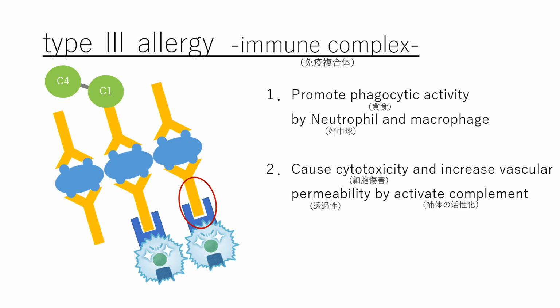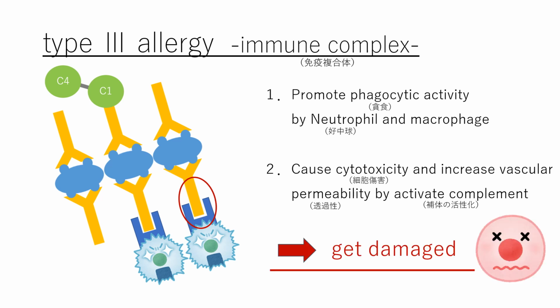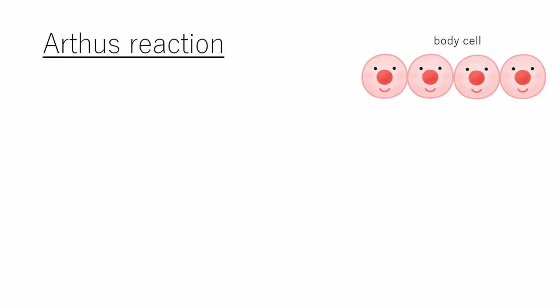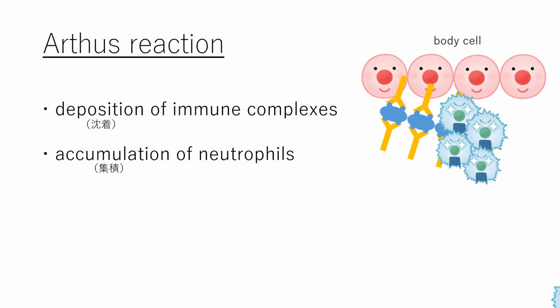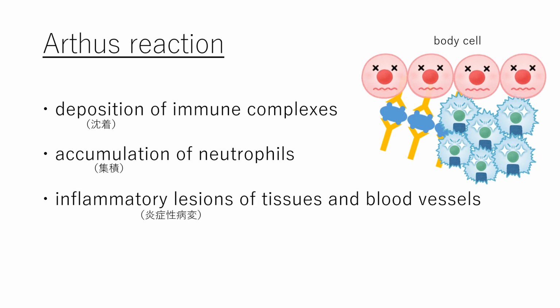Through these reactions, the type 3 allergy occurs when the tissue on which an immune complex is deposited is damaged. You call this phenomenon Arthus reaction: deposition of immune complexes, accumulation of neutrophils, inflammatory lesions of tissues and blood vessels.